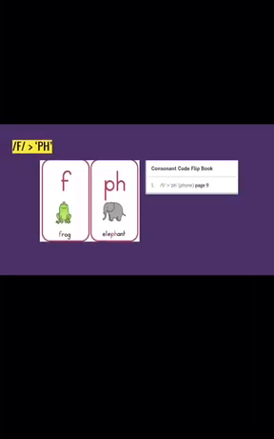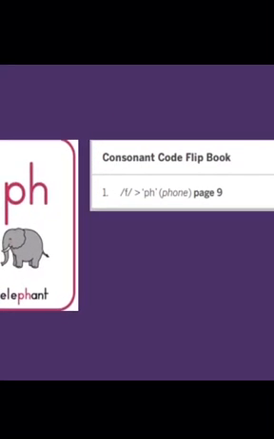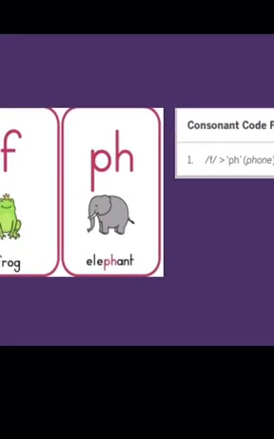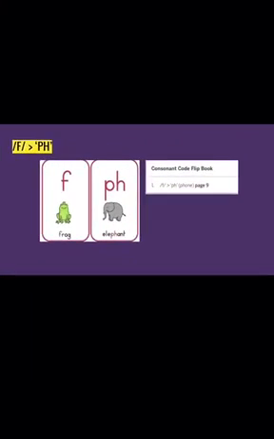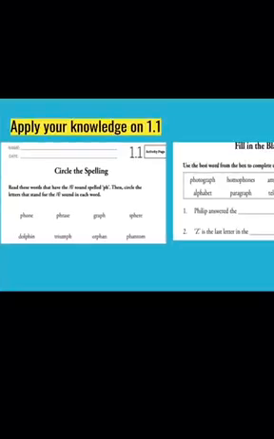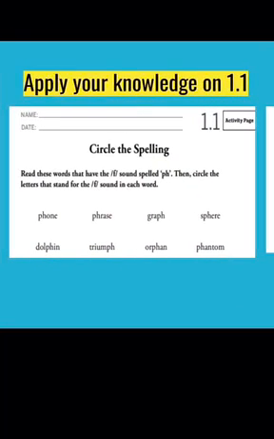This is our PH slide. PH can make the F sound, looking at our consonant code flip book. Like in the word phone, PH making that F sound. Anytime you see PH in a word, it's making that F sound. For example, the word elephant, you hear PH making the F sound. Okay, let's do a little bit of practice. You're going to apply your knowledge on activity page 1.1. You're going to read through the words and you're going to circle the letter or letters that make the F sound.